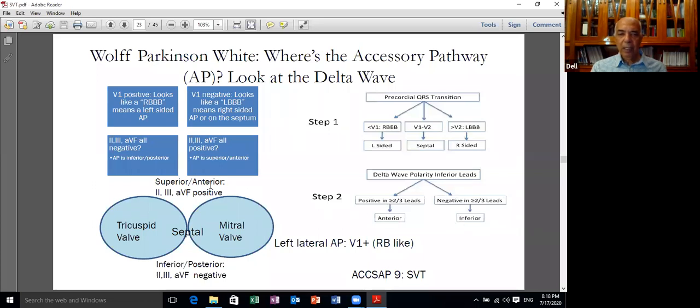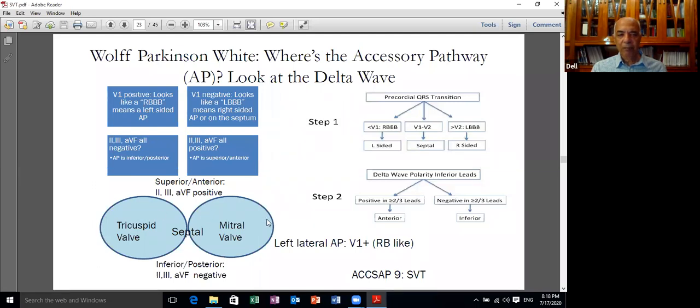So as you see here, this is the mitral annulus, this is the tricuspid annulus, and the accessory pathways are located around these. The commonest is the lateral mitral annulus, then the posterior mitral annulus, then the septal, and then on the right side. And if you get a V1 negative complex, this means that the delta wave is located here, the accessory pathway is located on the right side.